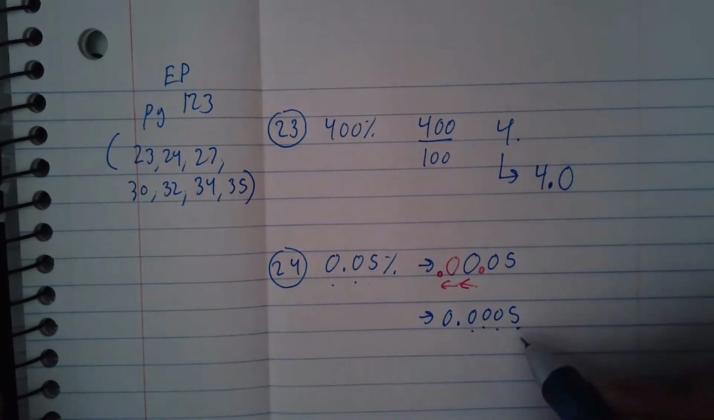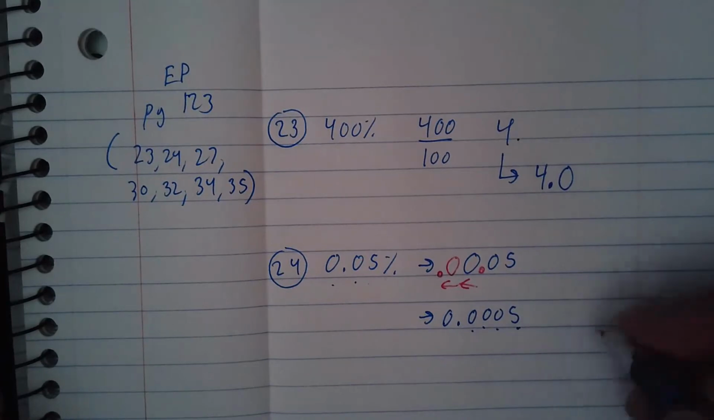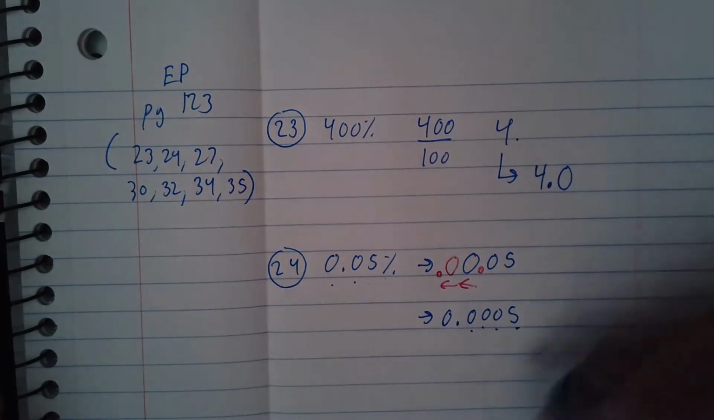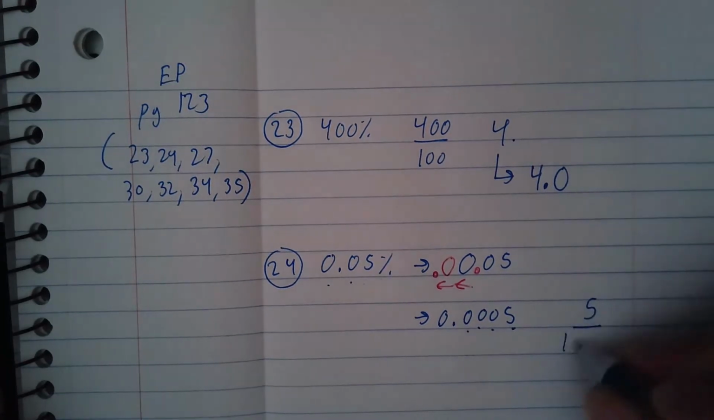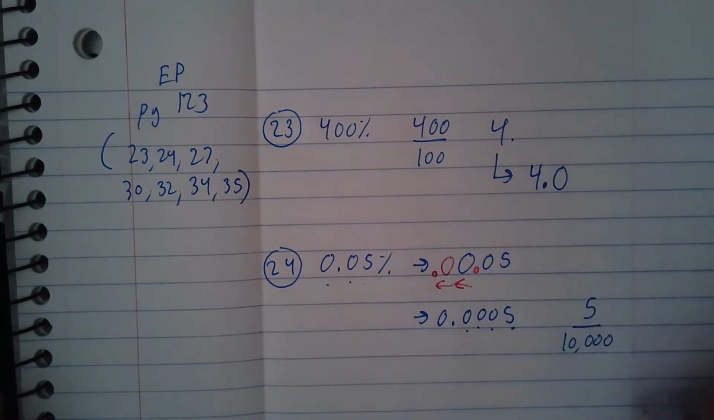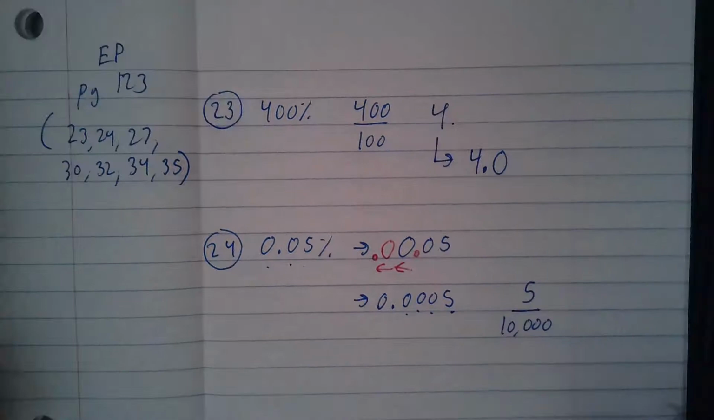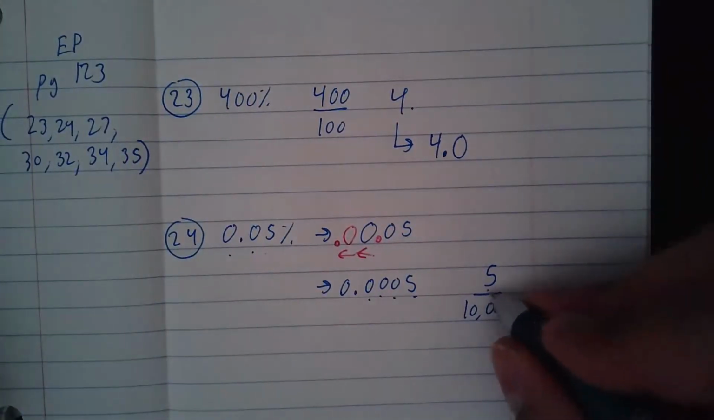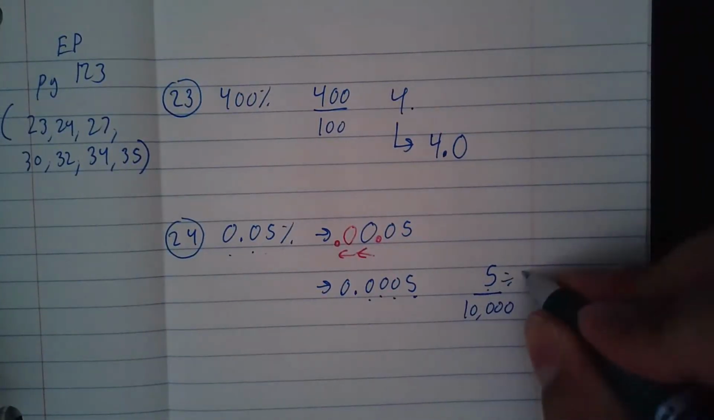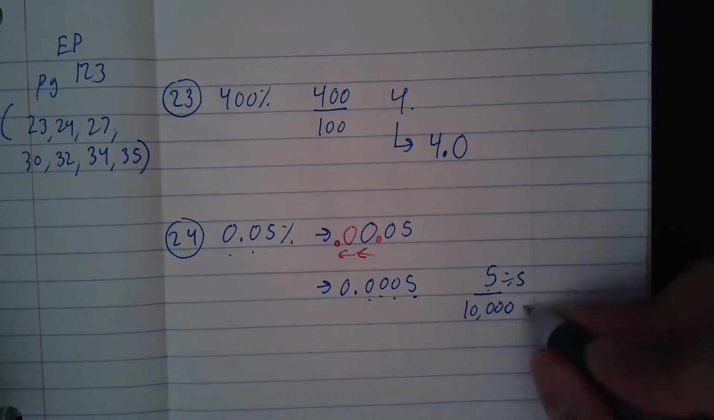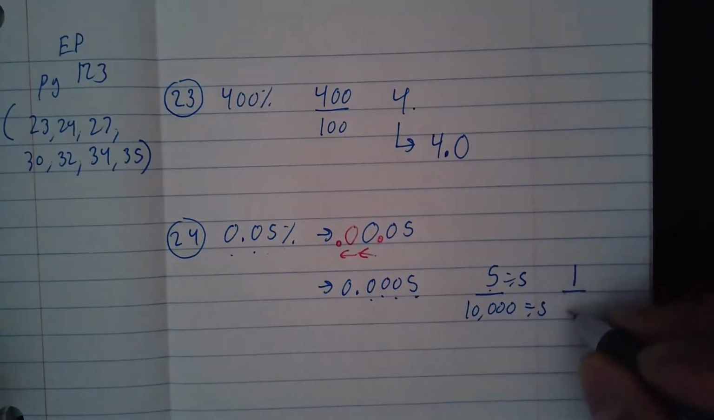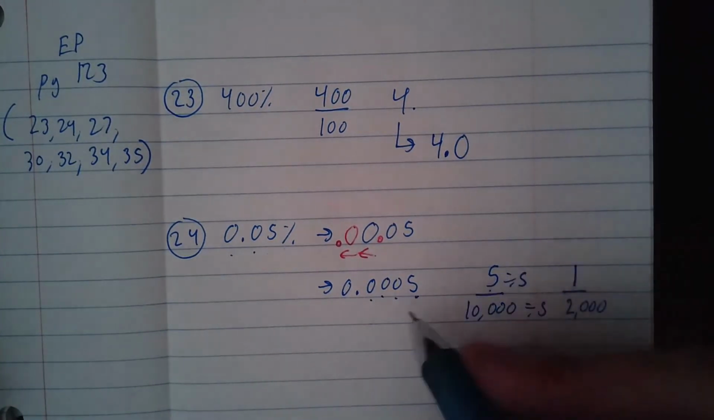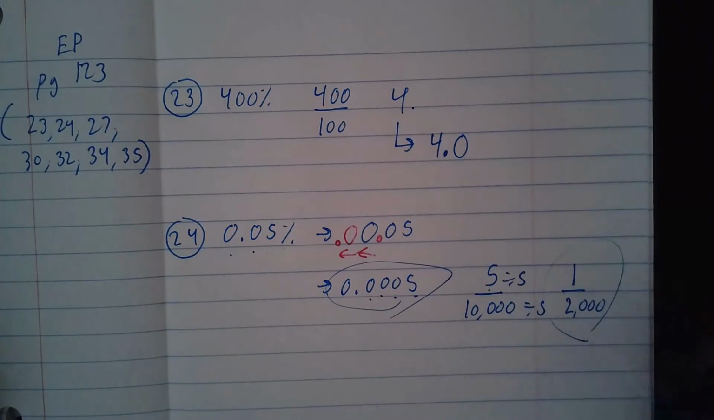Again, the name says it all. So 5 ten-thousandths. And if you remember the divisibility rule, if a number ends in 5 or 0, you can divide by 5. 5 divided by 5 is 1. 10,000 divided by 5 is 2,000. And there's your fraction. So you have your decimal number and your fraction.